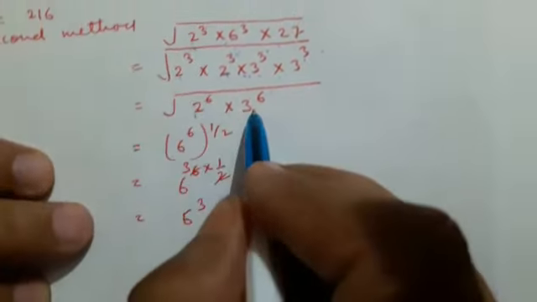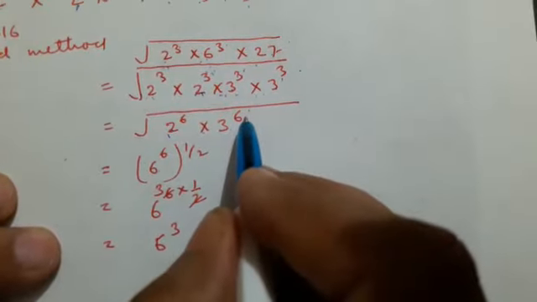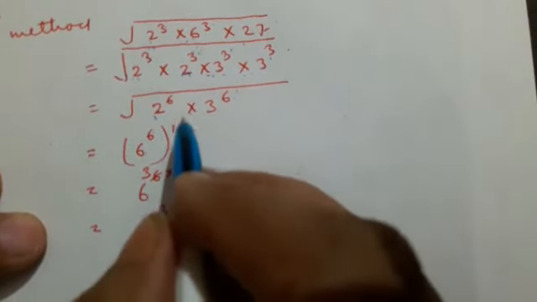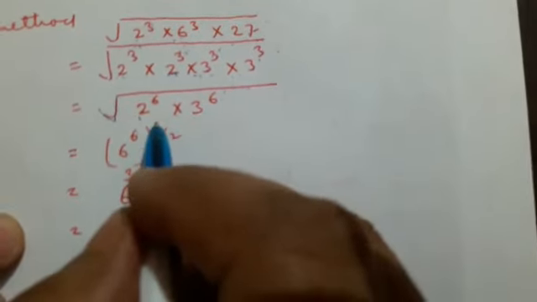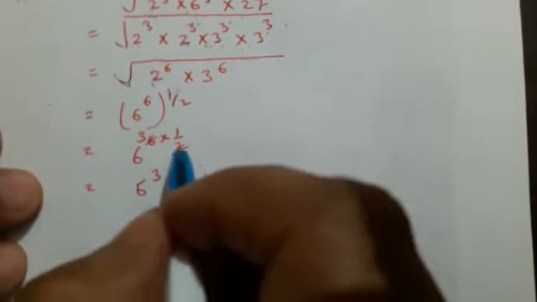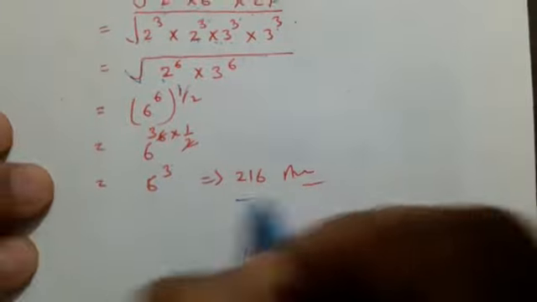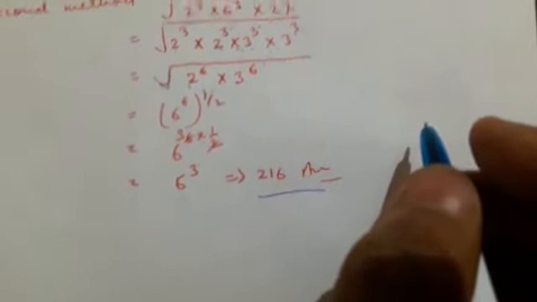Now 2 3 is 6, and we will take the power as common, and for this square root we will take it as a power 1 by 2. Now 2 3 is 6, so 6 power 3, that is equal to 216.